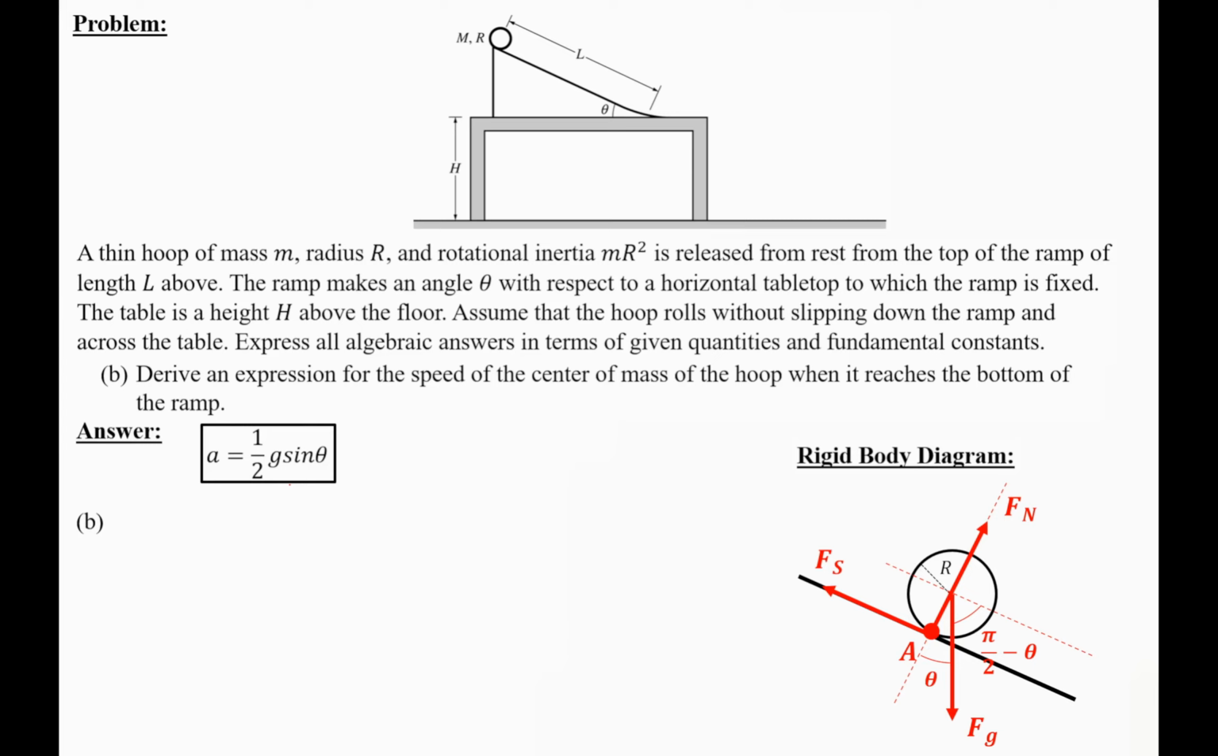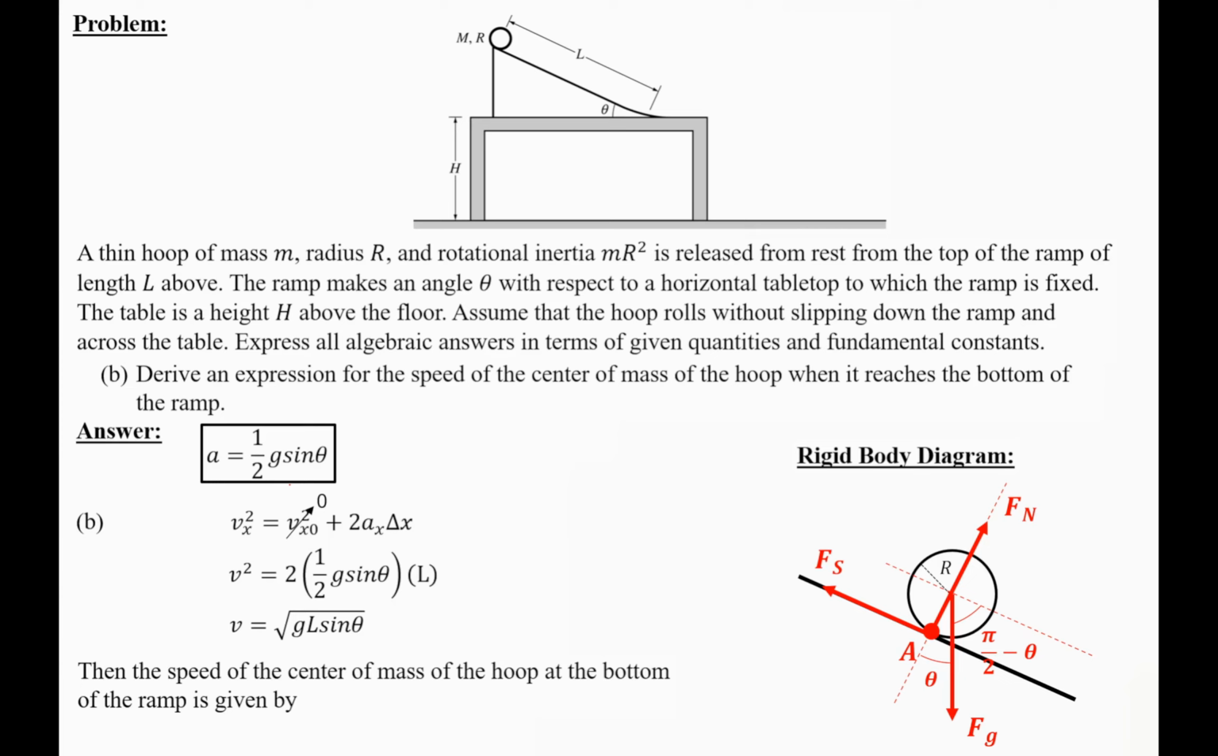the hoop when it reaches the bottom, and this can be determined by utilizing kinematic equations, which is v_x² = v_x0² + 2a_x Δx. Now the initial speed is 0. That would be v² = 2 × (1/2) g sin θ × L, and v would be √(gL sin θ). That would be the speed of the rolling object, the hoop, at the bottom of the ramp.